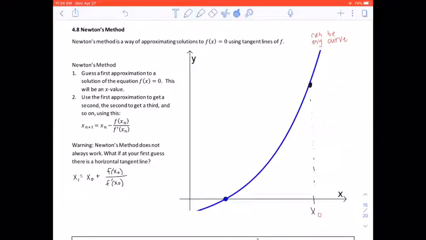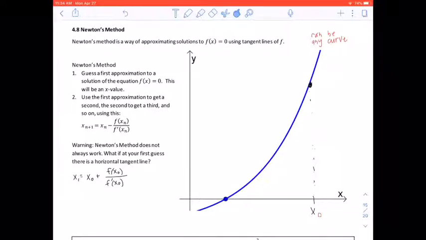We are in section 4.8, which is Newton's method. Newton's method is a way of approximating solutions to f of x equals 0 using tangent lines of f. We're going to guess a first approximation to a solution of the equation f of x equals 0. I want you guys to realize that where y is equal to 0, this is an x-intercept. So this is going to be an x value.